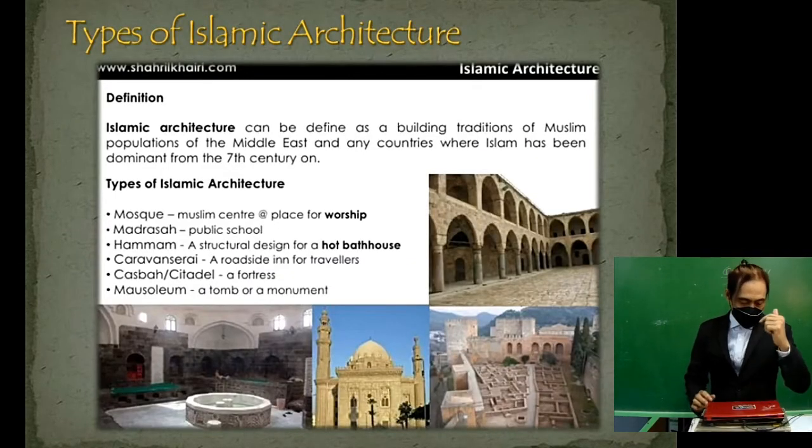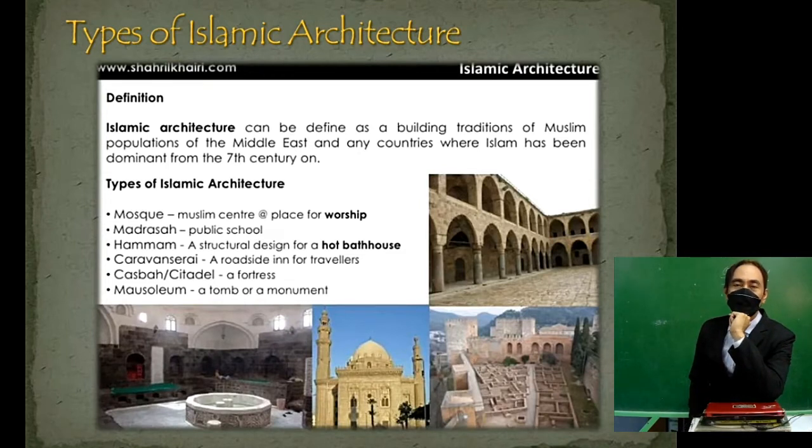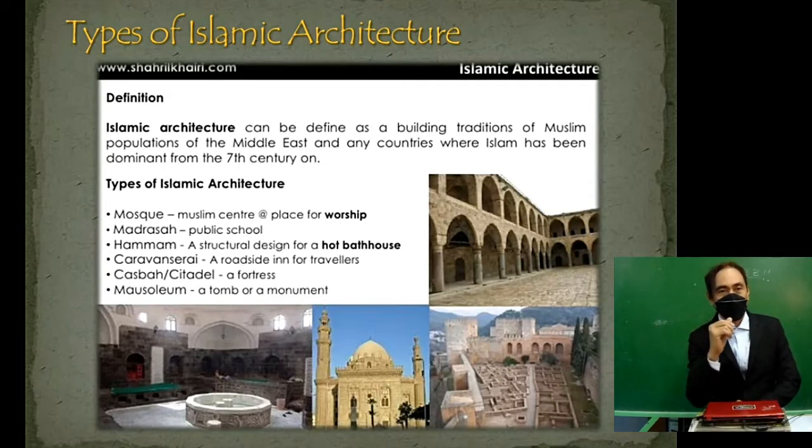Now let's go to the types of Islamic architecture. Definition: Islamic architecture can be defined as building traditions of Muslim population of the Middle East and any country where Islam has been dominant from the 7th century on.